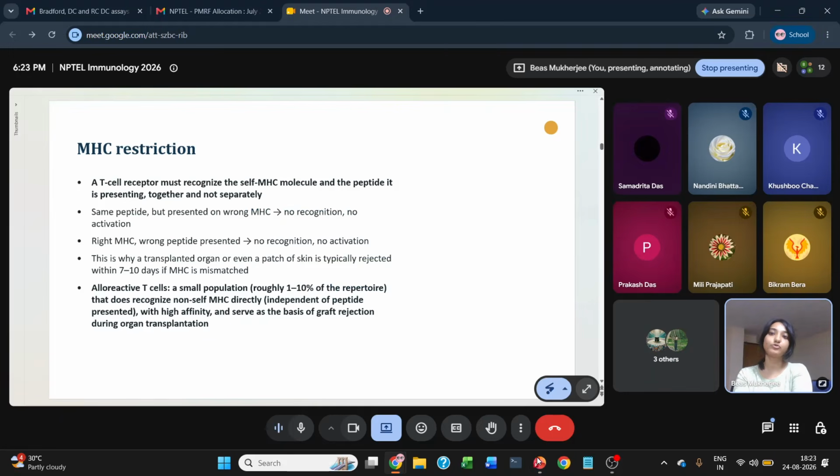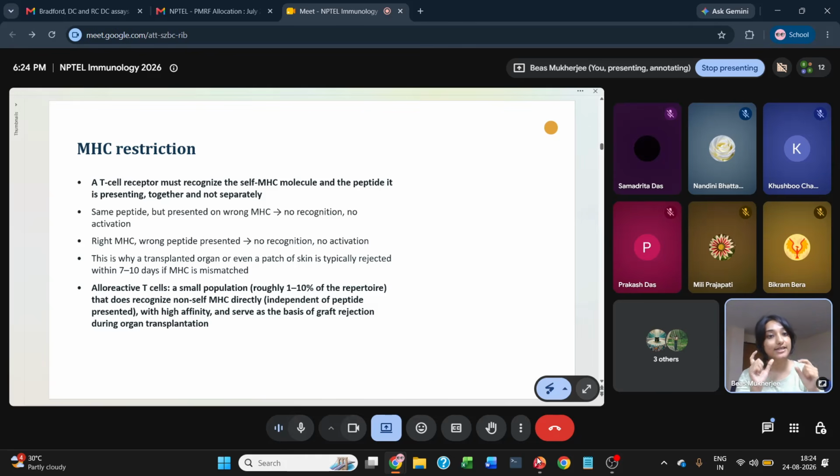And that is why, from the most fundamental to the most consequence amplifying, these properties are in this order. Now we come to MHC restriction. What is this? So basically, a T cell receptor must recognize the MHC molecule and the peptide. Now see, it is not that it is going to recognize only the MHC molecule or only the peptide, it is going to recognize both, together and not separately. Some peptides, so let's say that it is the same peptide but presented on the wrong MHC, will lead to no recognition. So that is why MHC class 1 and class 2 are coming into the picture, right? Because the co-receptor is there, then your TCR is there.